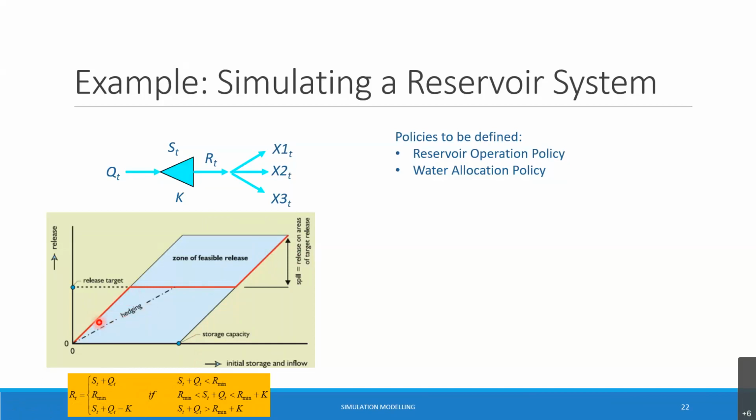So maybe instead of following this line, you may modify a line like this and then modify this. It's what we call hedging, and you can have any number of operating policies defined based on this. That's the concept. You can slightly modify and create a number of operating policies. Okay. The question is, which is best?